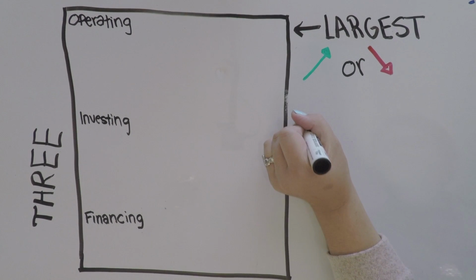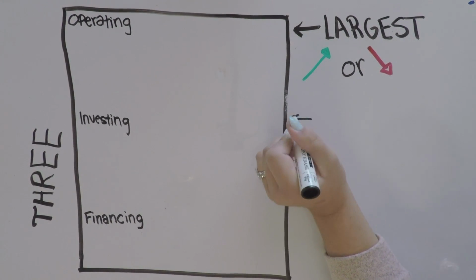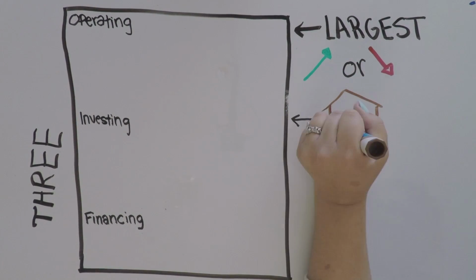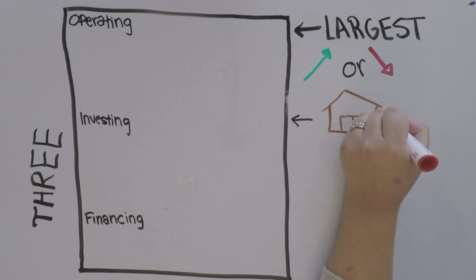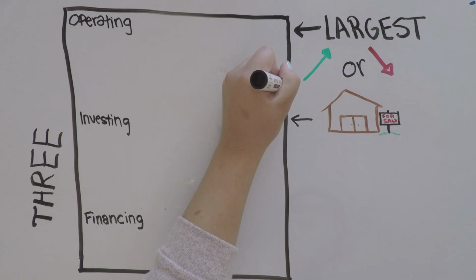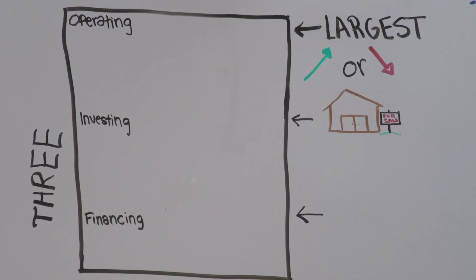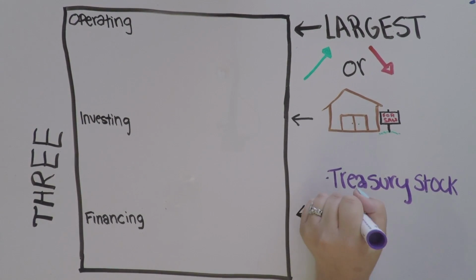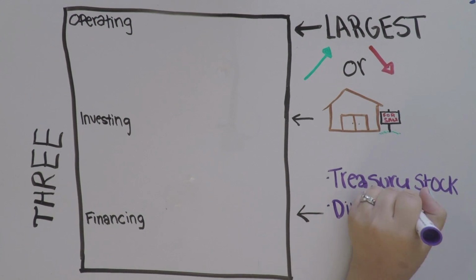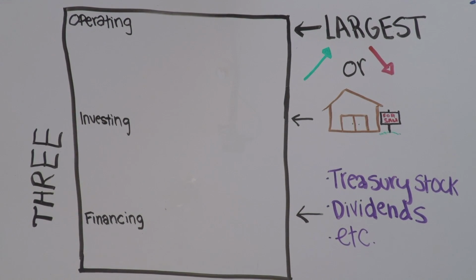The investing section will show our change in cash from buying or selling investments. An example of this would be a decrease in cash if we purchased a building. The financing section will show how different finance activities affect our cash, such as a sale or repurchase of stock, issuance of dividends, or repayment of long-term debt.